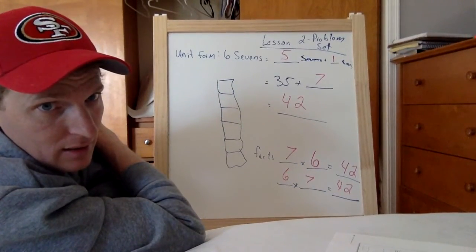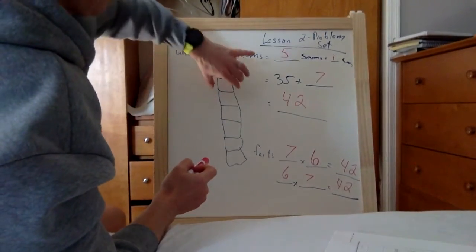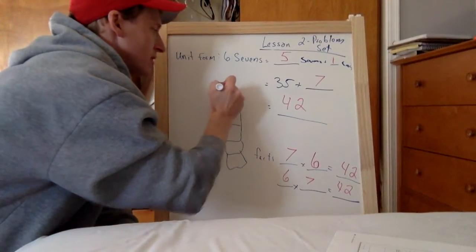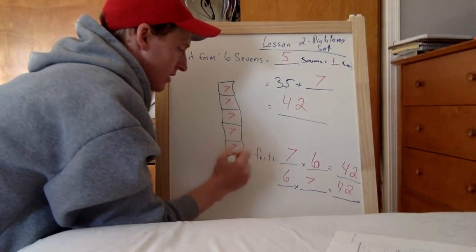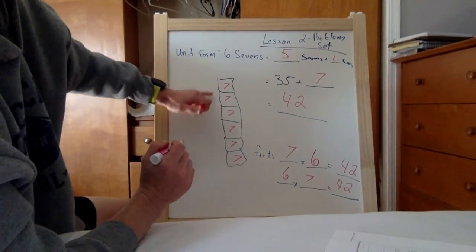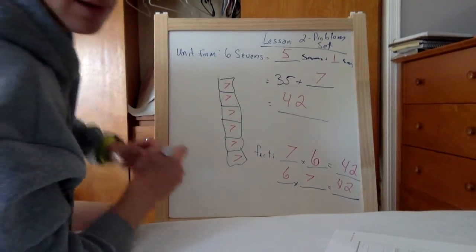Okay? So, each unit has 7 in it, but each box is a unit. So this is a unit of 7, a unit of 7, a unit of 7, a unit of 7, a unit of 7, a unit of 7. Okay? And we have 1, 2, 3, 4, 5, 6 units. Each of them has 7 in it. All right?